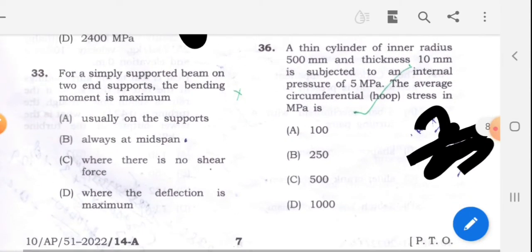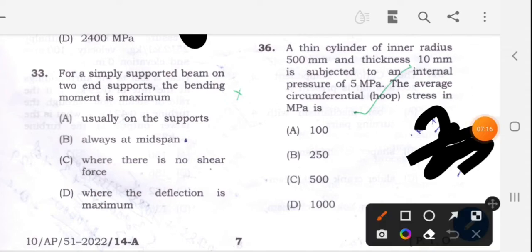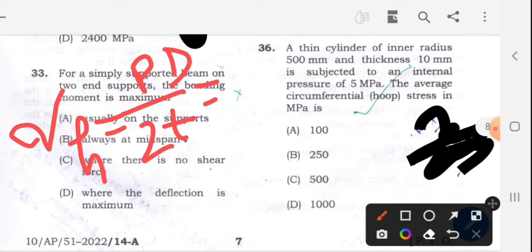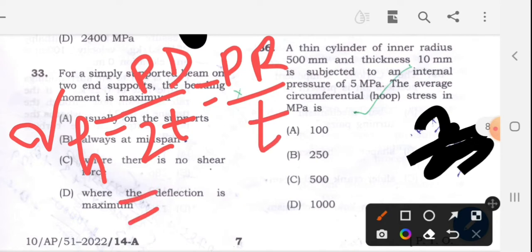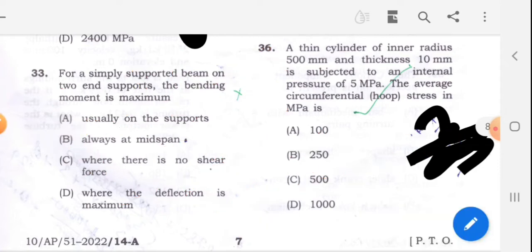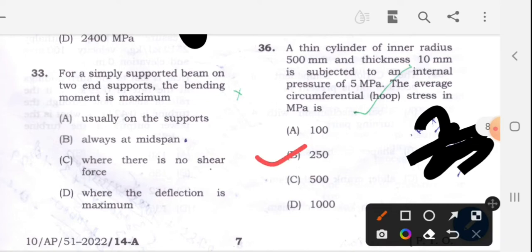Let's move on to question 36. A thin cylinder of inner radius 500 mm and thickness 10 mm is subjected to an internal pressure of 5 megapascal. The average circumference or hoop stress is in megapascal. First of all, we have to know the formula of hoop stress, which is sigma h equals P d by 2t. Since d by 2 equals r, we can write p r divided by t. Just put the values: p is 5, r is 500, and t is 10. So the answer will be 250 megapascal, which is option B.